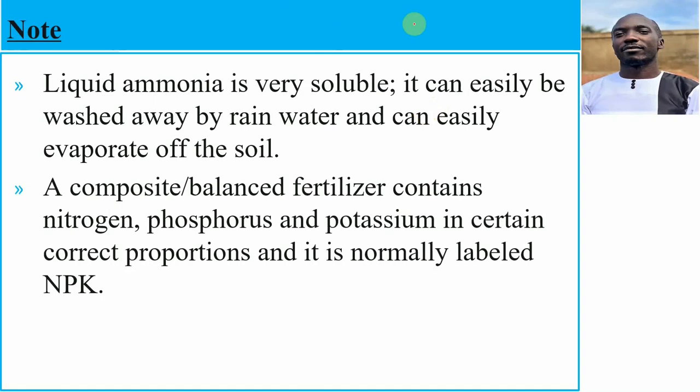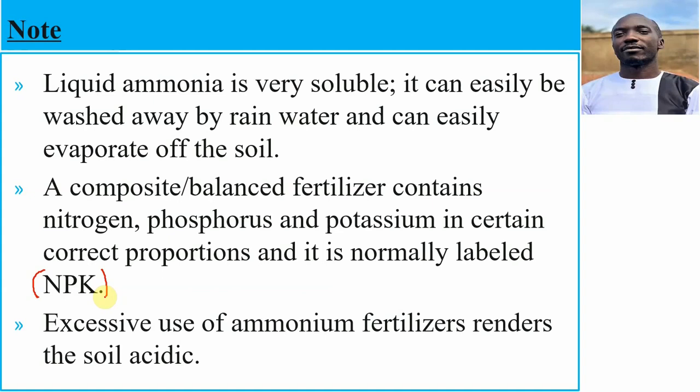Secondly, a composite or balanced fertilizer contains nitrogen, phosphorus, potassium in certain correct proportions, and it is normally labeled as NPK. So in case you check on the package of any fertilizer and you find that there is NPK, just know that one is composed of nitrogen, phosphorus, and potassium.